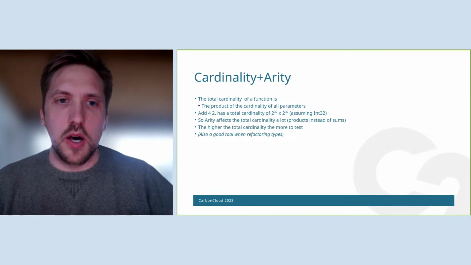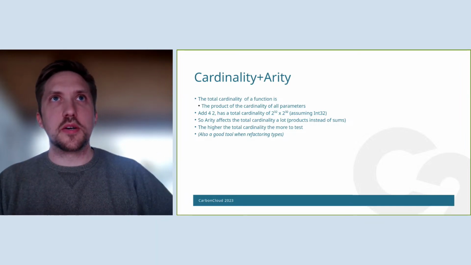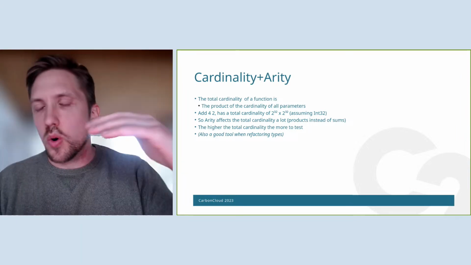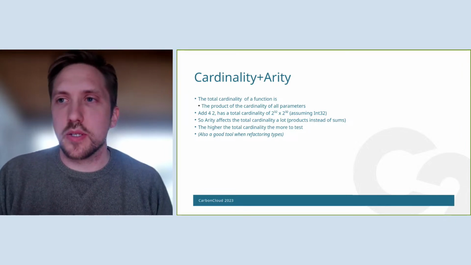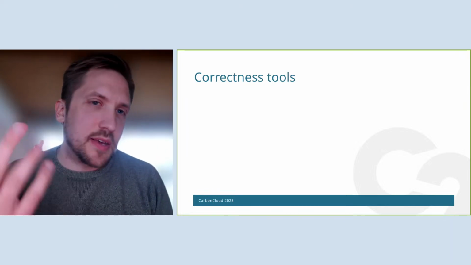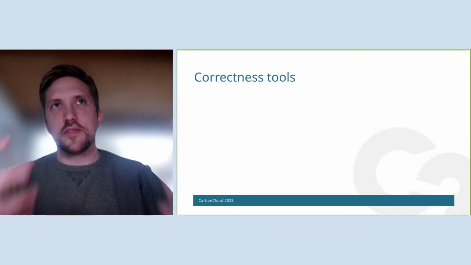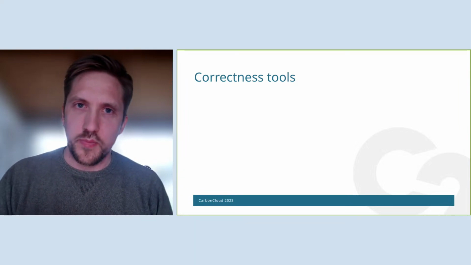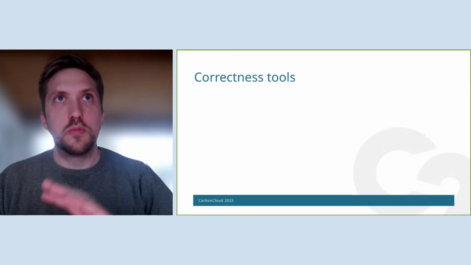So we have a total cardinality, and the basic correlation is the higher the cardinality, the more effort we need to put into testing if we want to ensure it does the correct things, right? So I don't really like this headline, but correctness tools, like things or activities or tools that we can use to ensure that the program does what we want it to do. There are a lot of different things.